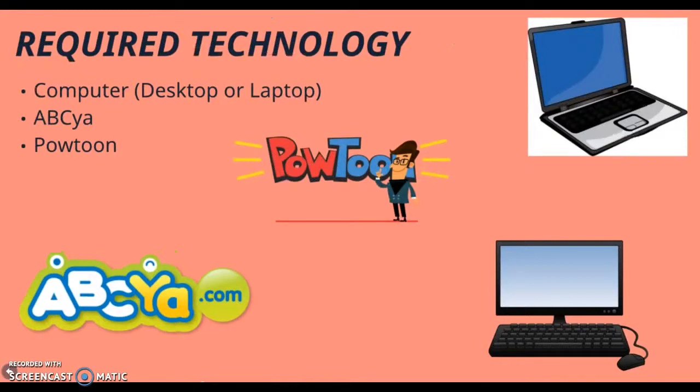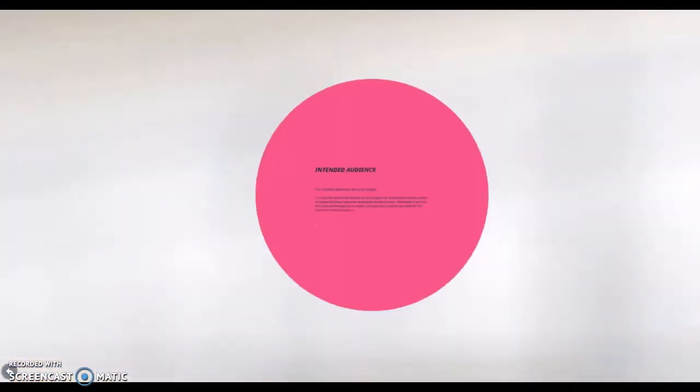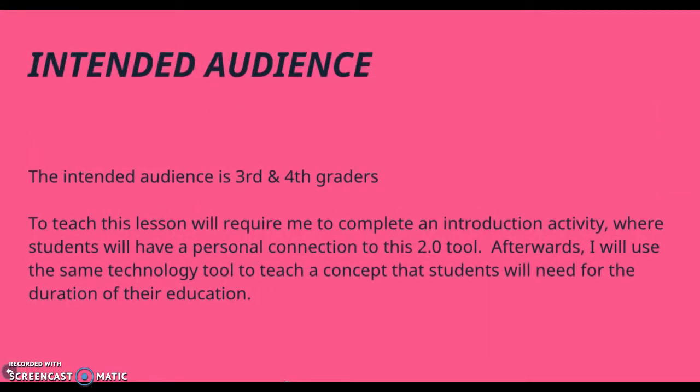The required technology for this particular piece that I use and also that the students will use is they would need access to a computer. That's a desktop or a laptop. And then they will need abcya.com. And then I use the Powtoon just to engage the students and get them hooked on this particular assignment. So my intended audience is 3rd and 4th graders.